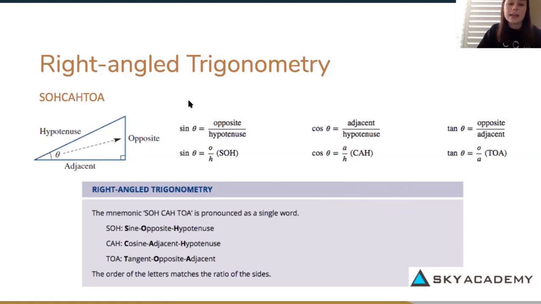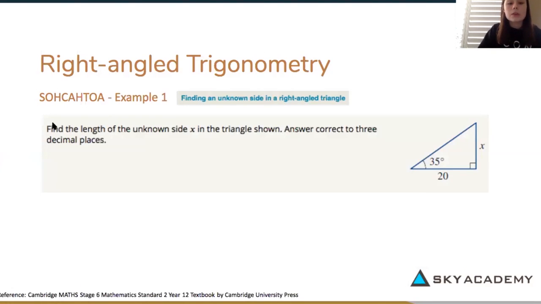So here we have to find an unknown side in a right angled triangle. We have to find the length of x in the triangle shown, answer correct to 3 decimal places. So the first thing that I'm going to do in my right angle triangle is label which side goes with which label. Opposite my right angle is going to be our hypotenuse, and opposite my marked angle is going to be my opposite. And I know the leftover side without a label is going to be my adjacent.